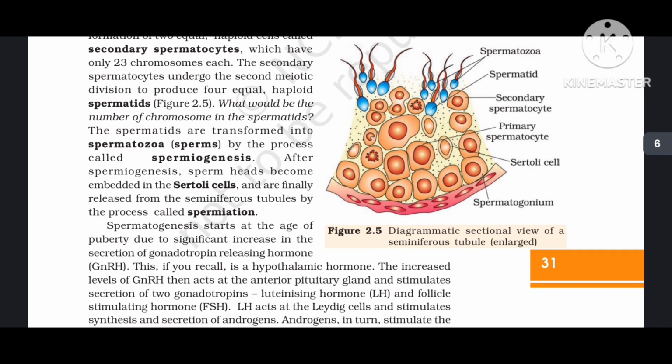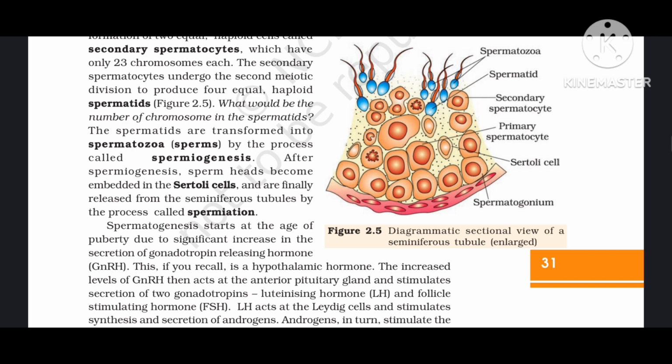process called spermiation. Spermatogenesis starts at the age of puberty due to a significant increase in the secretion of gonadotropin releasing hormone, GnRH. This, if you recall, is a hypothalamic hormone. The increased levels of GnRH then act at the anterior pituitary gland and stimulate secretion of two gonadotropins, luteinizing hormone (LH) and follicle stimulating hormone (FSH). LH acts at the Leydig cells and stimulates synthesis and secretion of androgens. Androgens in turn stimulate the process of spermatogenesis.